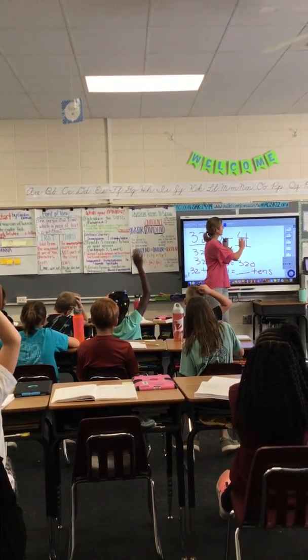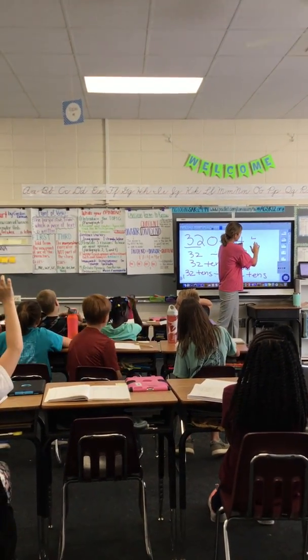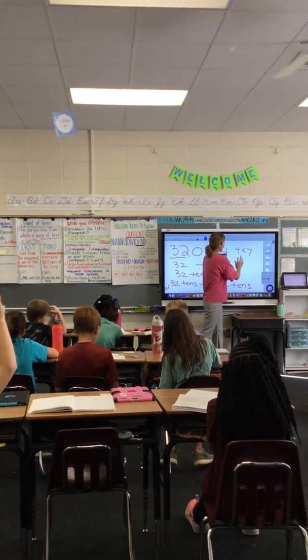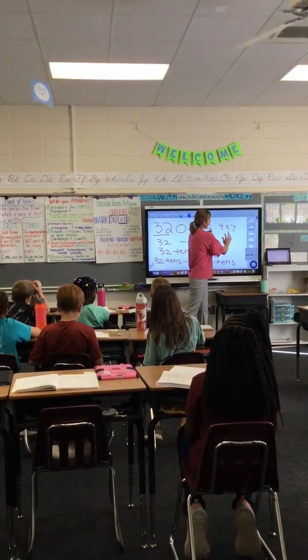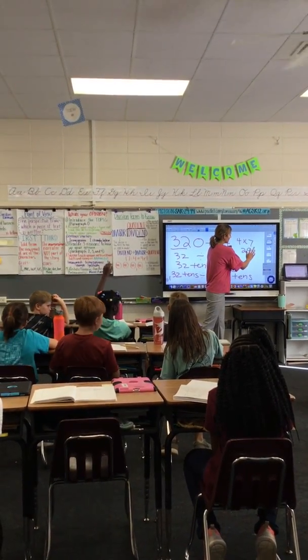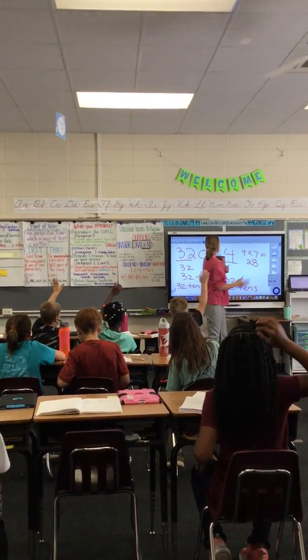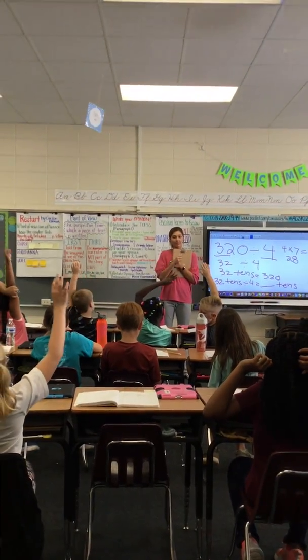Let's see. So to check our problem, we would do 4 times 7. So that would be 7, 14, 21, that would be 28. Almost. We want to try and get to 32. So let's think again. I'm going to give you a moment to think. I'm going to go to someone else and come back to you, okay?